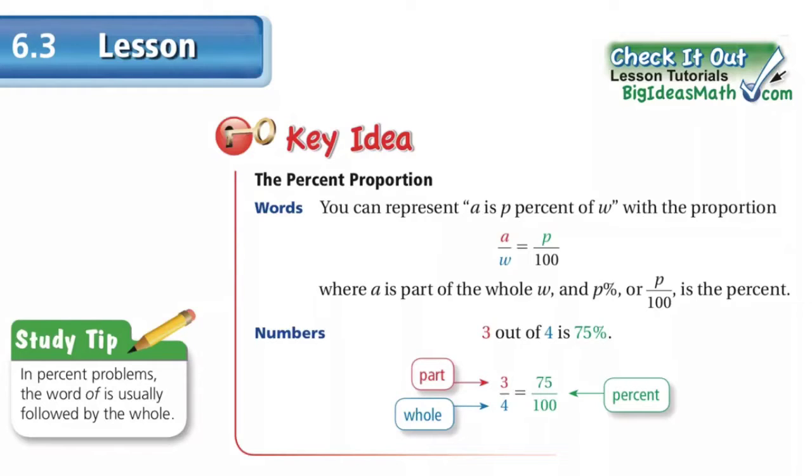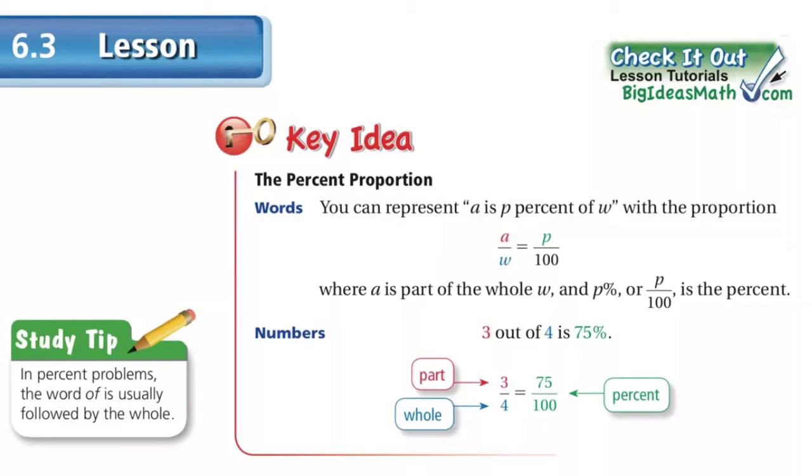Hey, this is lesson 6.3, and we're talking about the percent proportion, which is where we use a proportion to solve percentage problems. It says you can represent A is P percent of W with the proportion A over W equals P over 100. A is the part of the whole. W is the whole amount we're talking about. And P is the percent. And we always put that over 100 because percent means per 100.